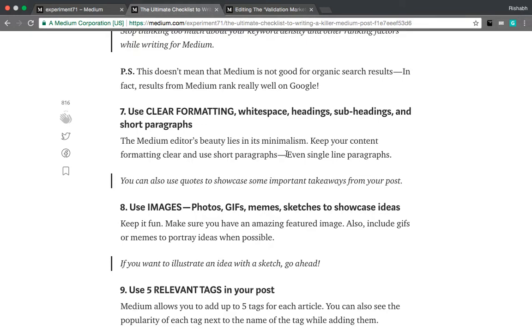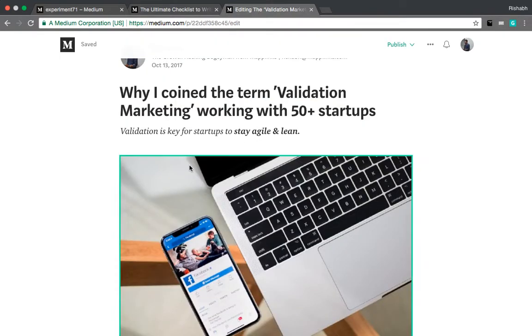Clear formatting, white space, headings, subheadings, and short paragraphs. So Medium, as you can see, is really minimal. You can see here that for this article also, I followed some block quotes, some headings. I'm going to do the same thing here.